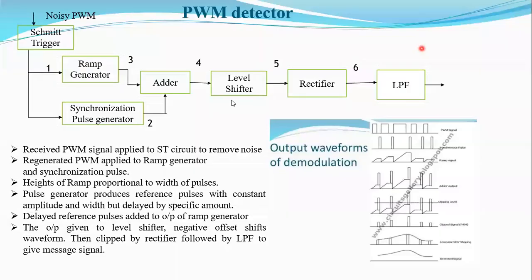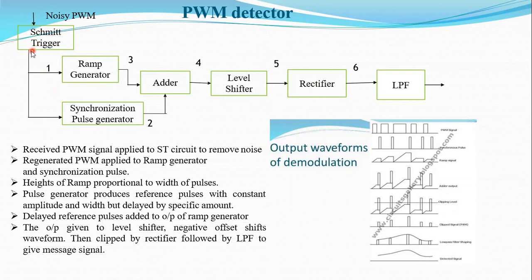And the next topic is pulse width modulation detector. Now the received pulse width modulation, how are we going to detect it is by using this block diagram. In this block diagram, first we have a noisy PWM, which is the signal transmitted through the channel, and we get a noisy PWM signal. That noisy PWM signal is given to the receiver.